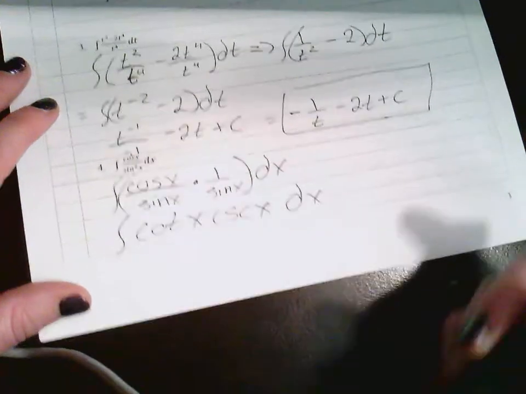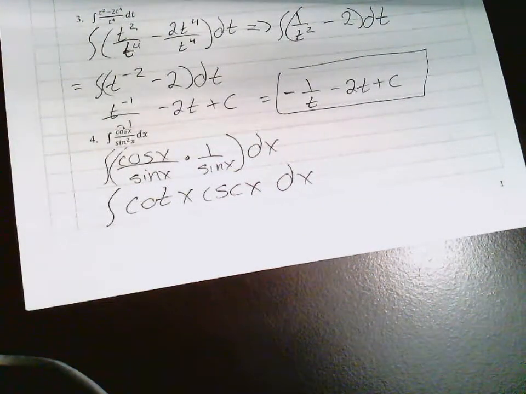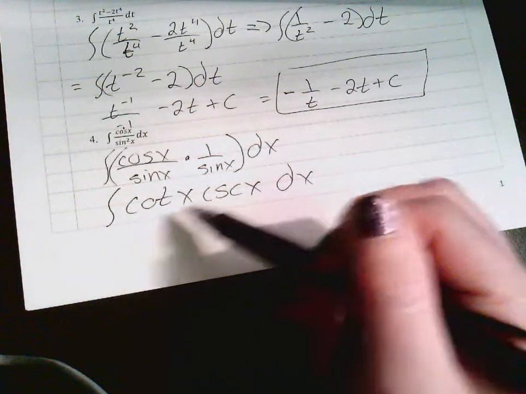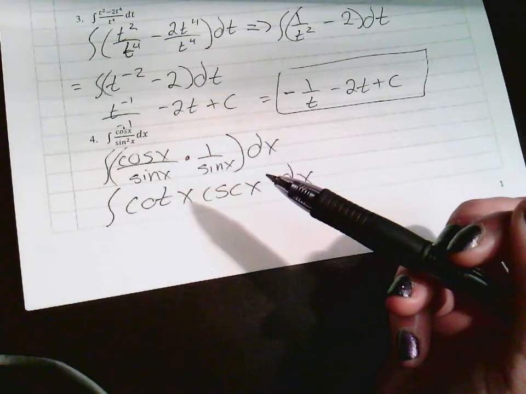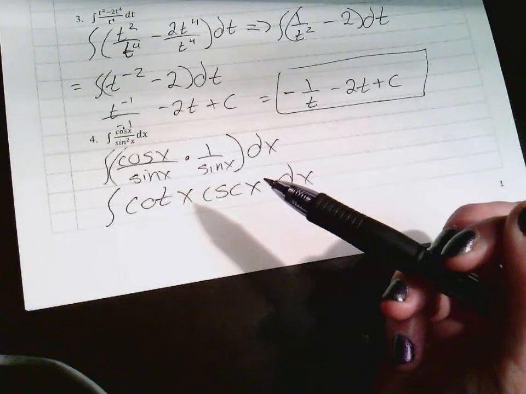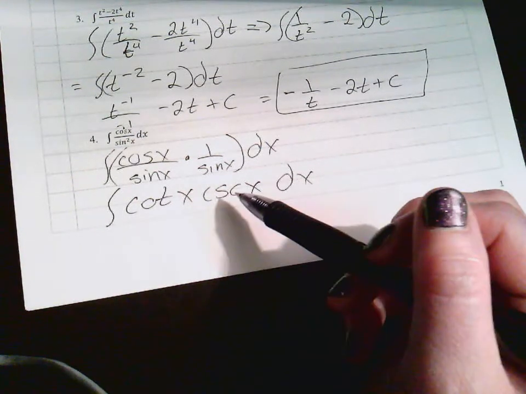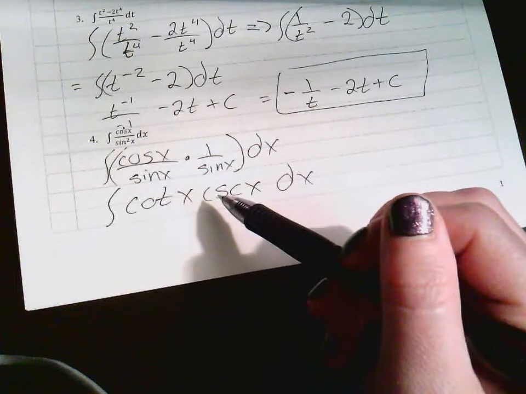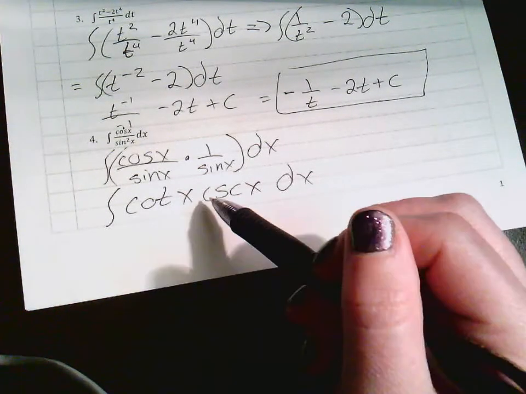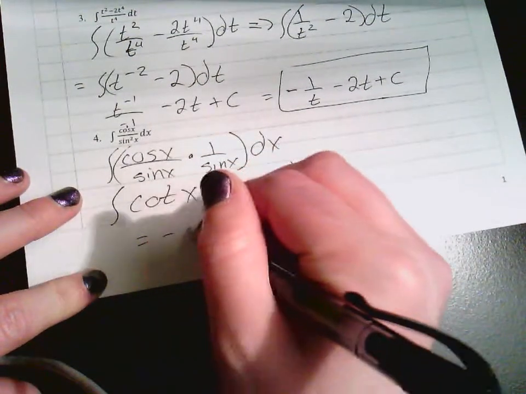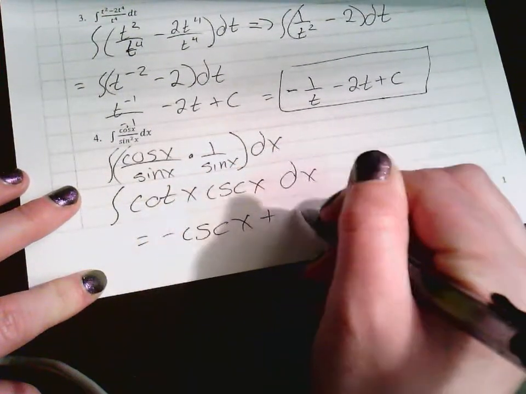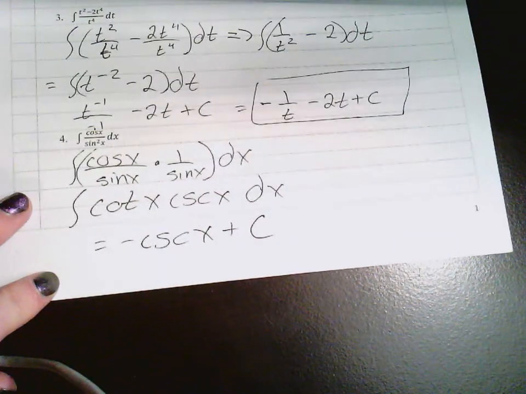Okay? Now this may look a little different than you're used to, but this is a derivative of something. And if you can remember, cosecant x cotangent x is a derivative. You're just seeing it backwards. So the antiderivative of cosecant x cotangent x is negative cosecant x plus c. And there you go.